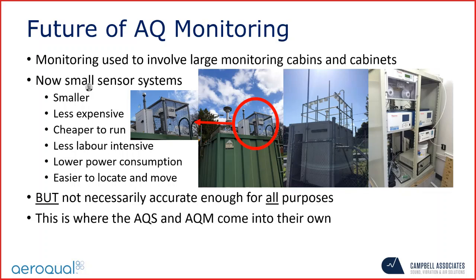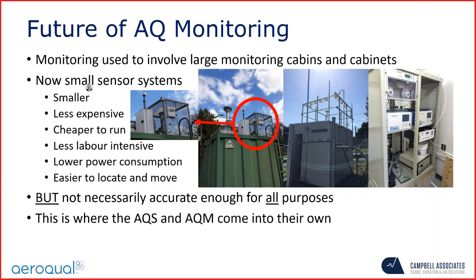Generally speaking, with both the AQY and the AQS, we're talking about something which is a lot smaller, it's less expensive, they're certainly cheaper to run, a lot less labour intensive, so LSO visits every 3 months at most, a lot lower power consumption, and certainly easier to locate and to move.